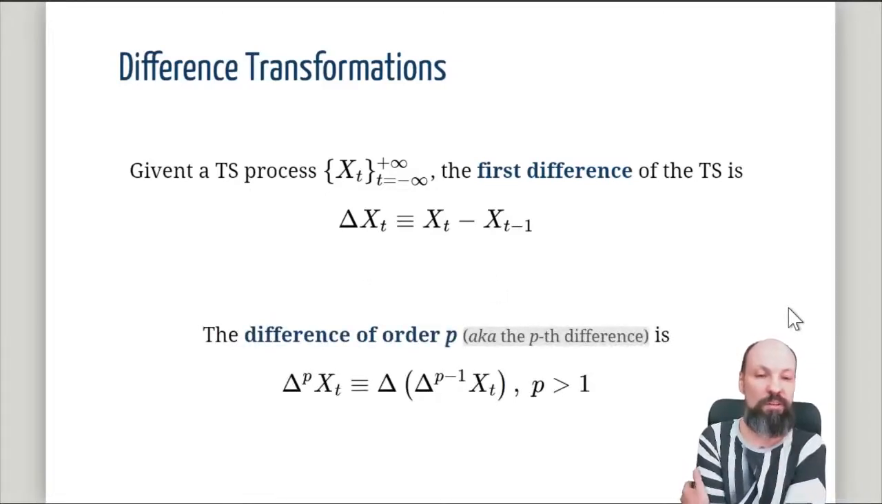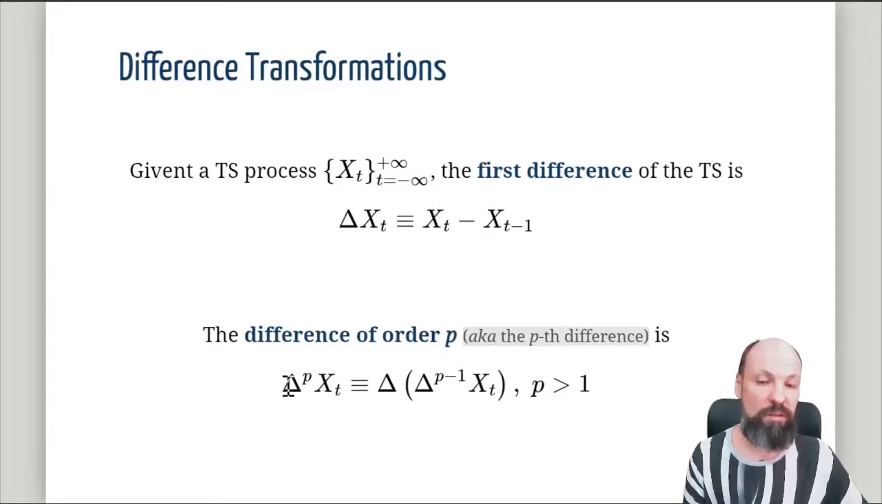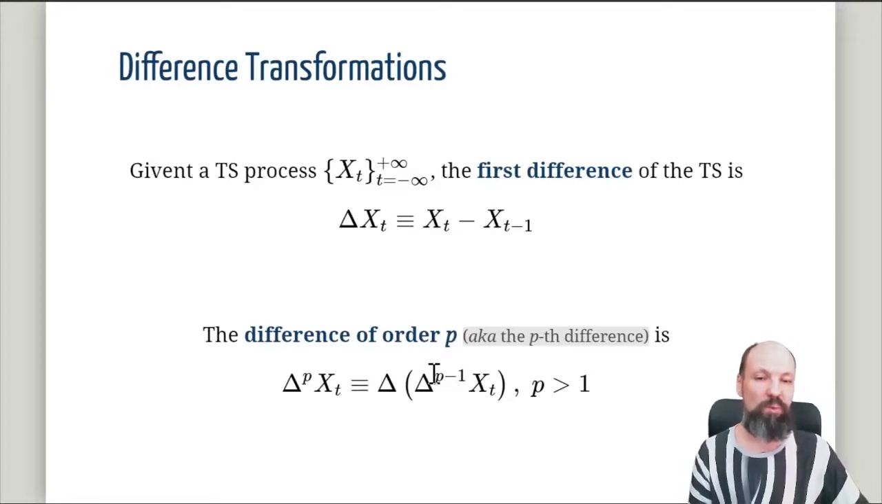And then the general definition of the difference transformation is the difference of order p, or the pth difference. Then it would be the second difference, the third difference, the difference of order 4, of order 5, and so on. It's defined iteratively. The difference of order p is the first difference applied to the difference of order p minus 1.